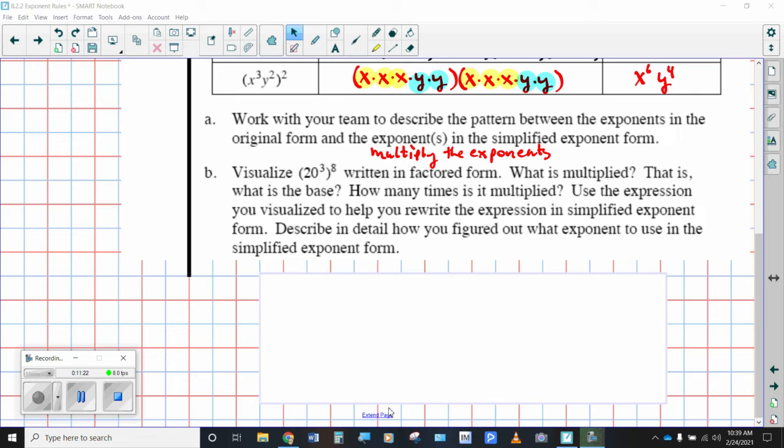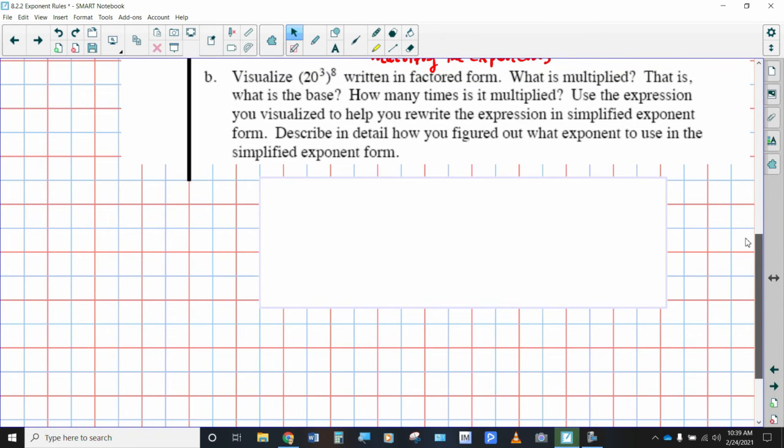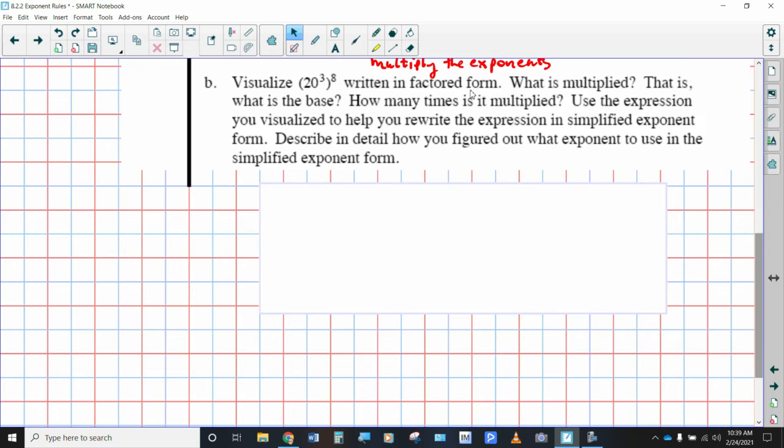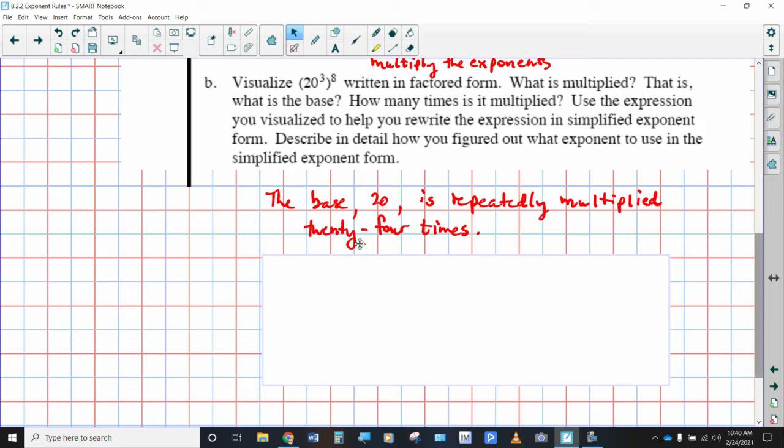All right, let us see how you did. What's the question again? It's saying, visualize this written in factored form. What is being multiplied? Okay, so the 20 is the base, right? That's what's being repeatedly multiplied. Now it's being repeatedly multiplied 3 times for 20 to the 3rd power, and then that is being repeatedly multiplied 8 times. So in essence, the base 20 is being repeatedly multiplied here when all is said and done 24 times. How does that work?